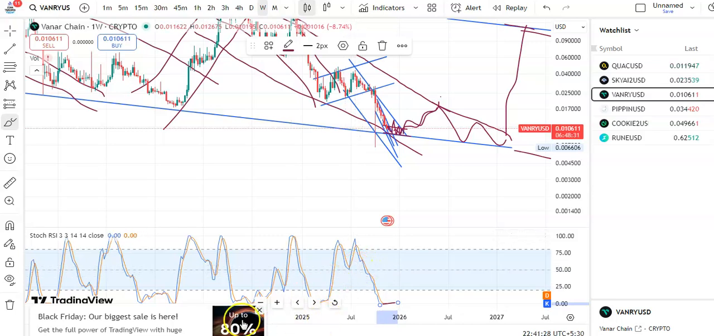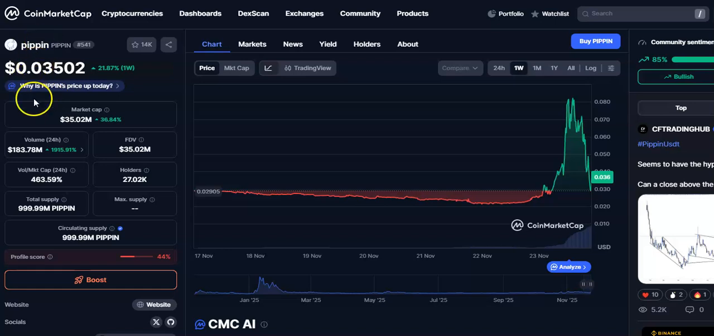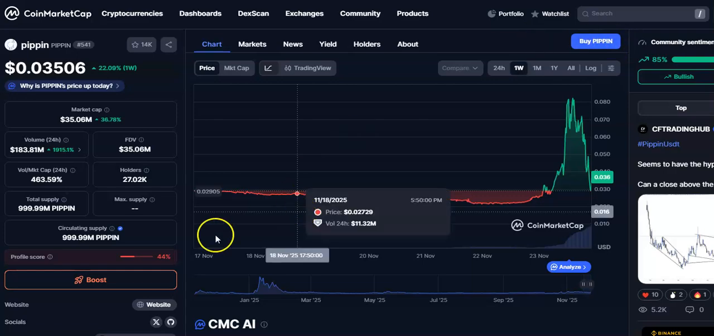So now we'll talk about another cryptocurrency, that is PIPPIN coin, and you can see current price is around $0.03502 and the rank is around 541 position. Around 14k users are following this cryptocurrency, and you can see that market cap is $35 million and the volume in 24 hours is around $186 million, okay. It is up by 1015%, okay. Now we'll go to the chart and see how the candles are moving.